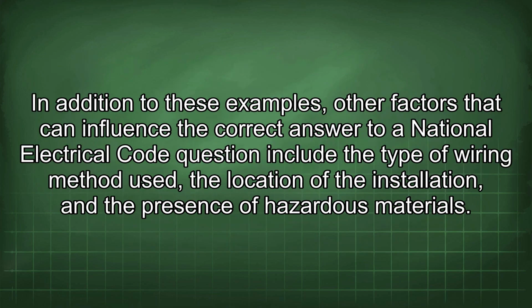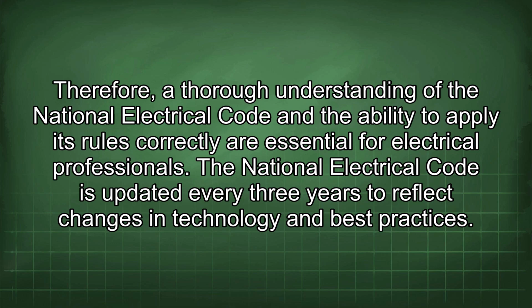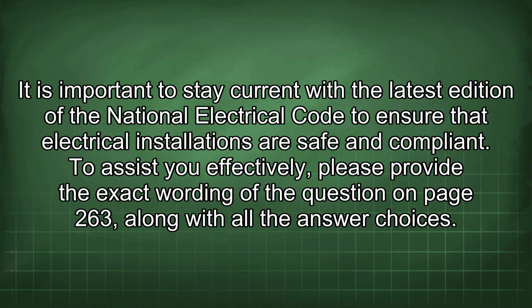In addition to these examples, other factors that can influence the correct answer to a National Electrical Code question include the type of wiring method used, the location of the installation, and the presence of hazardous materials. Therefore, a thorough understanding of the National Electrical Code and the ability to apply its rules correctly are essential for electrical professionals. The National Electrical Code is updated every 3 years to reflect changes in technology and best practices. It is important to stay current with the latest edition to ensure that electrical installations are safe and compliant.